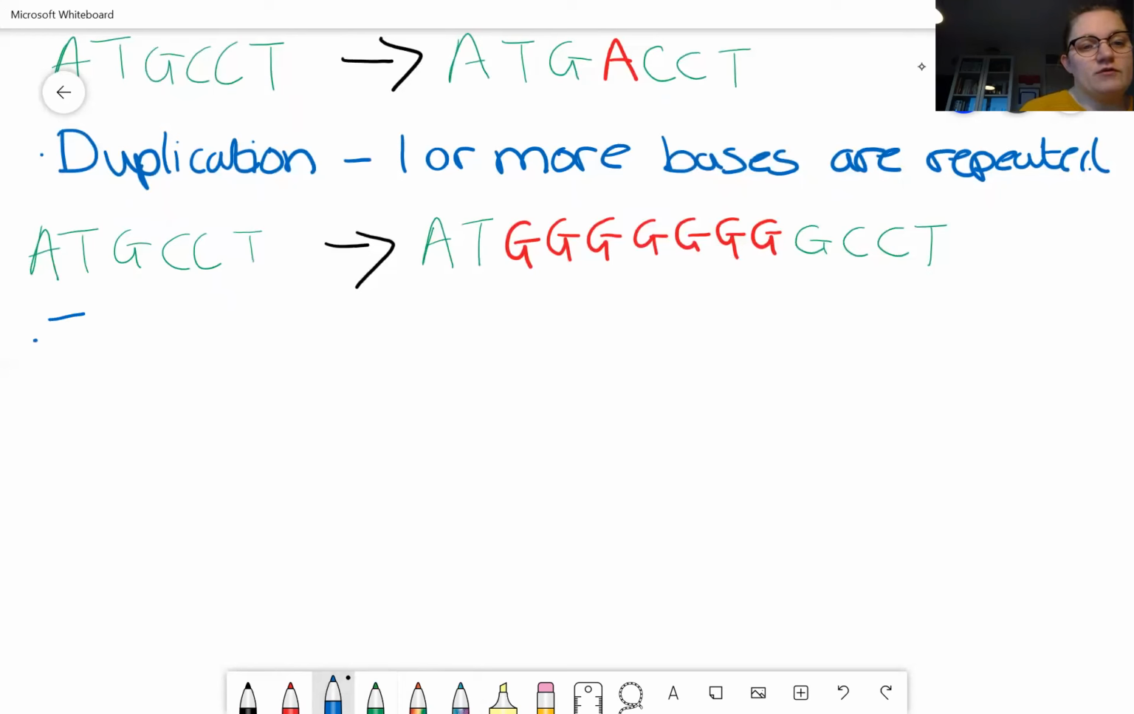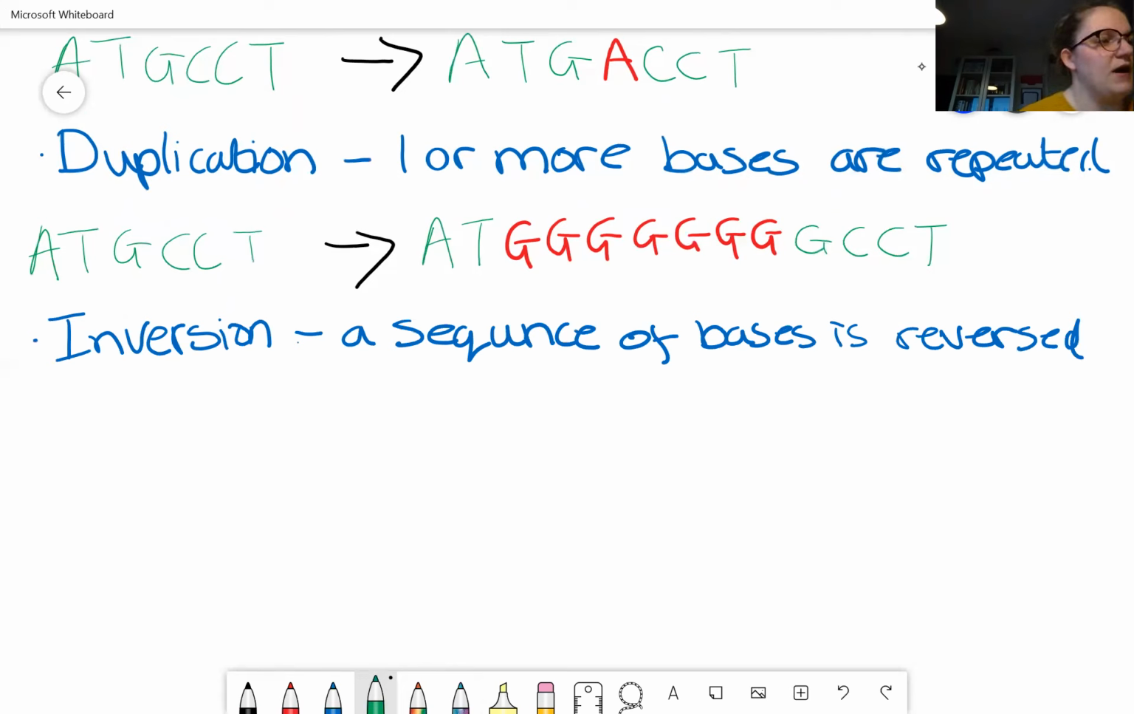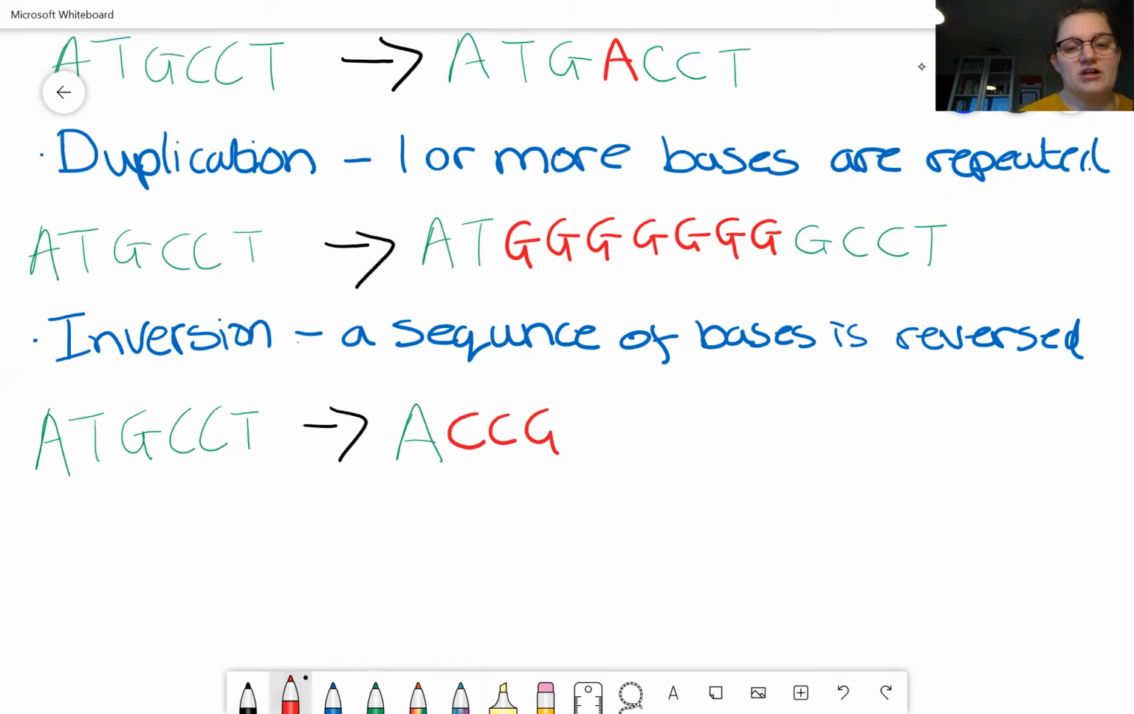An inversion, which we also spoke about the other day. In an inversion, a sequence of bases is reversed. This is a bit different. This one's probably the most complicated of them, and it's not too bad. So again, we'll have A, T, G, C, C, T on here. And that is going to still have the A there, and then everything else is going to reverse inside. So we get C, C, G, T, and then ends in the normal T. So we've got that section that's been reversed.